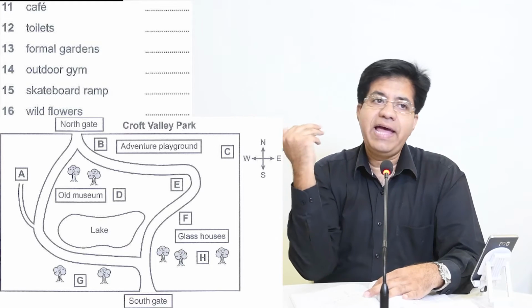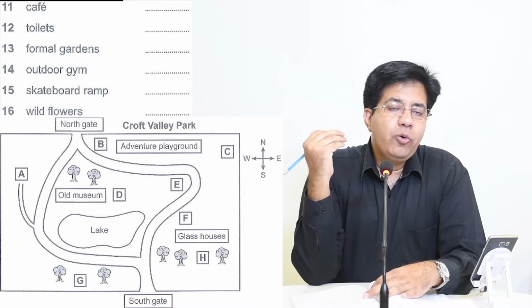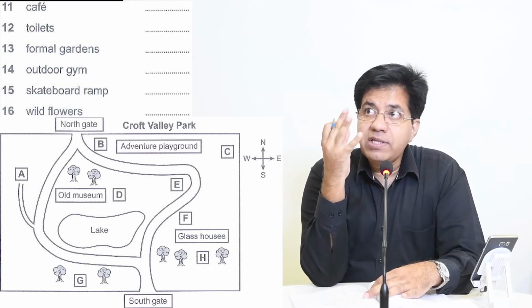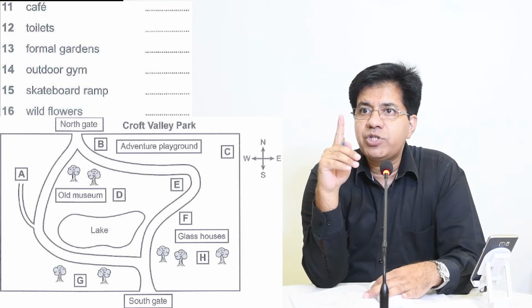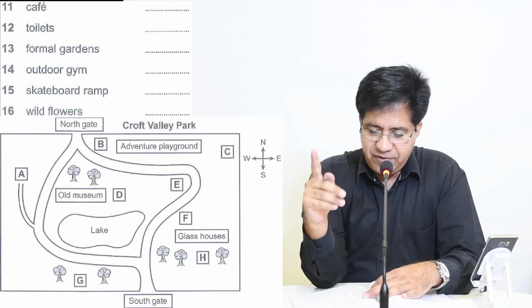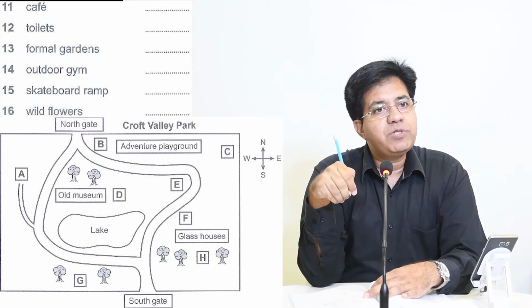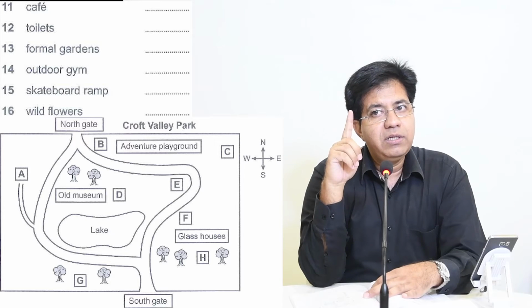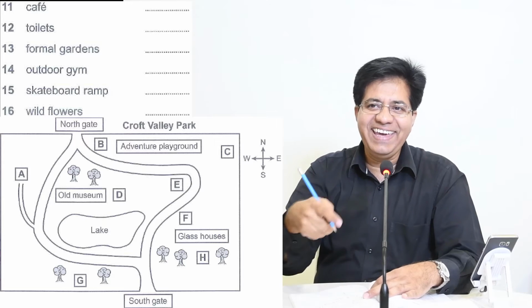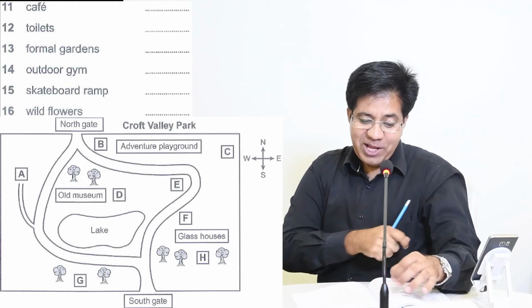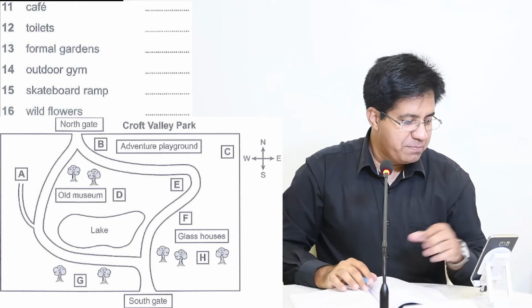Looking out over the lake and next to the old museum. Only one option, that is option D. Looking out over the lake means you can see the lake from there, and next to old museum. So there is only one option, answer D. Very good. And by the way, one option will be used once only. Okay, now it is not possible that cafe is also toilet. Okay, so it's different. Question number 12, toilets, very important.